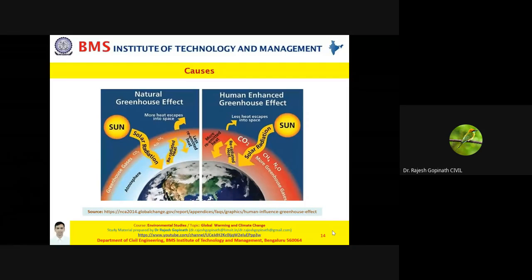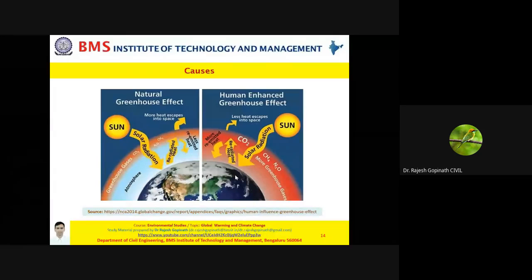Okay, have a look at this image. In your natural greenhouse effect, the greenhouse gases are very less. Okay, that is, naturally it is maintained. But if you look at your man-made greenhouse effect, wherein we are producing more greenhouse gases, look at the intensity. Now, this will obviously make the earth to be more hotter and warmer.